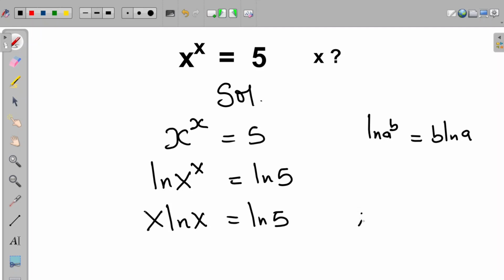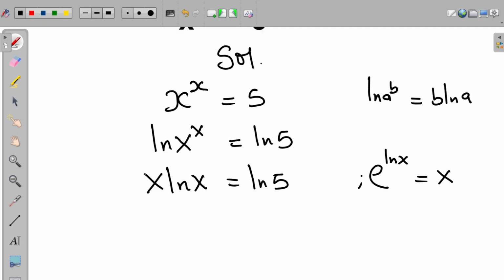Also, if I have e raised to the power of ln x, this is still equal to x. So we can apply this knowledge in our equation. So we have that ln x times e to the power of ln x is equal to ln 5. Let's call this equation 1.